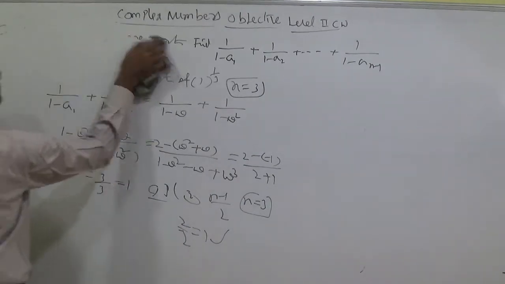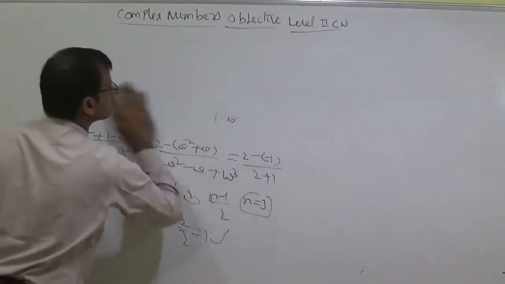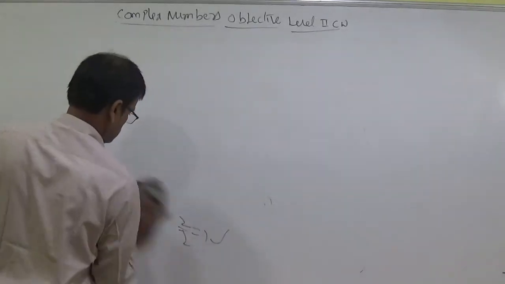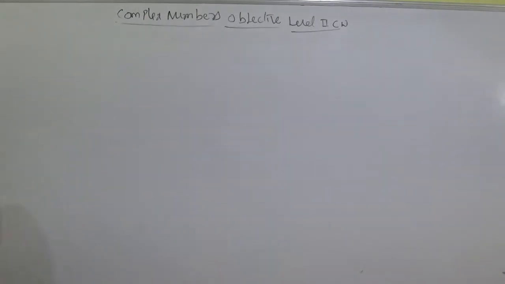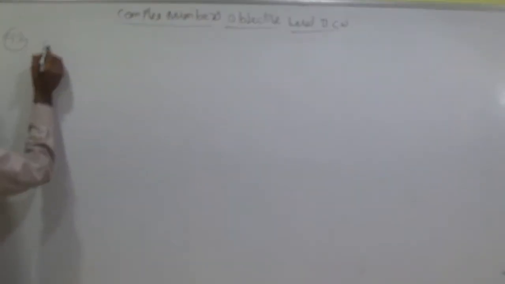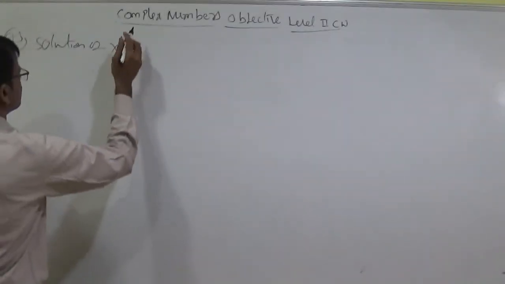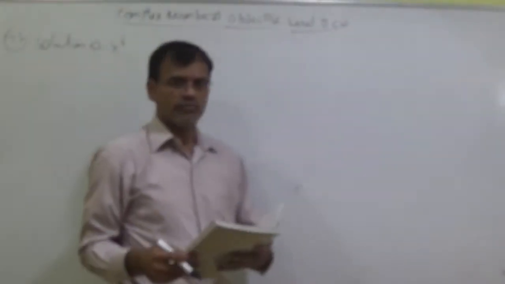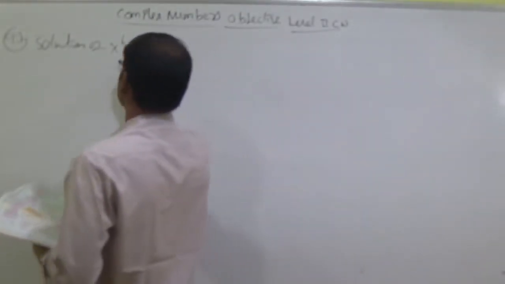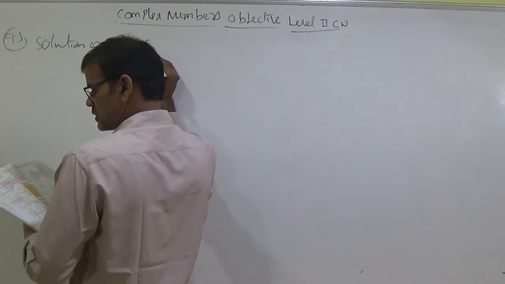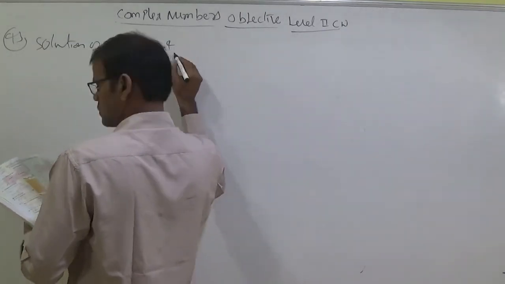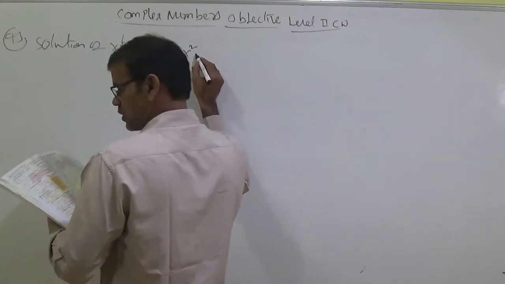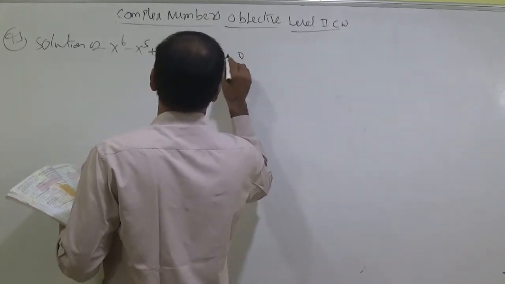43rd question. The solution of the equation x power 6 minus x power 5 plus x power 4 minus x square plus x minus 1 equal to 0.